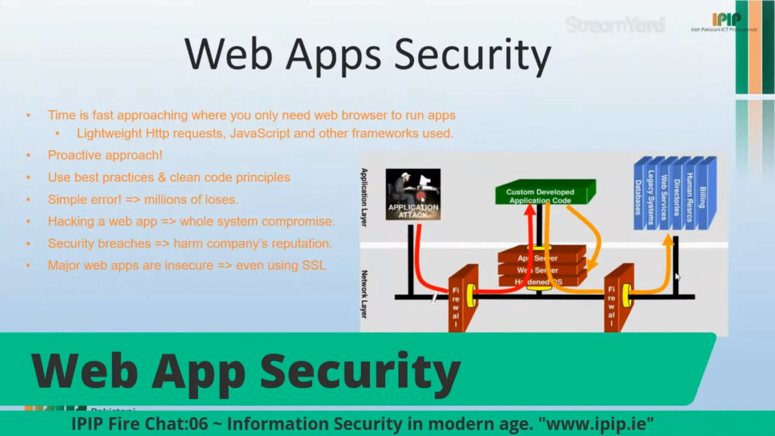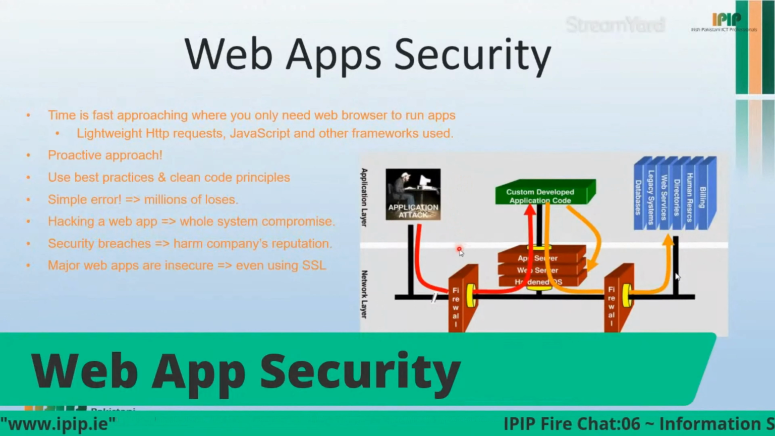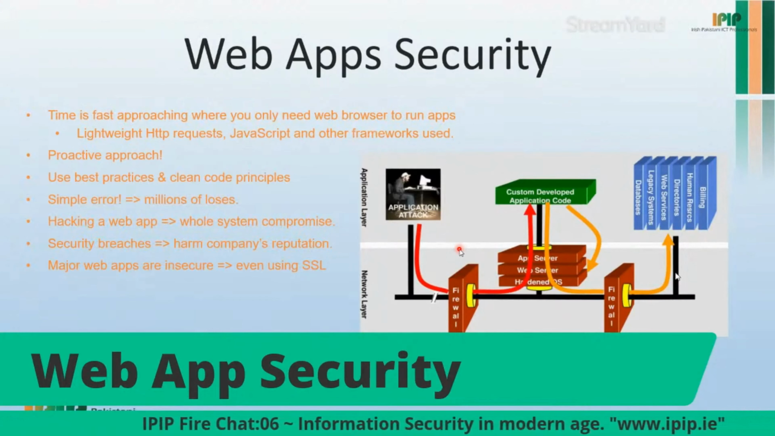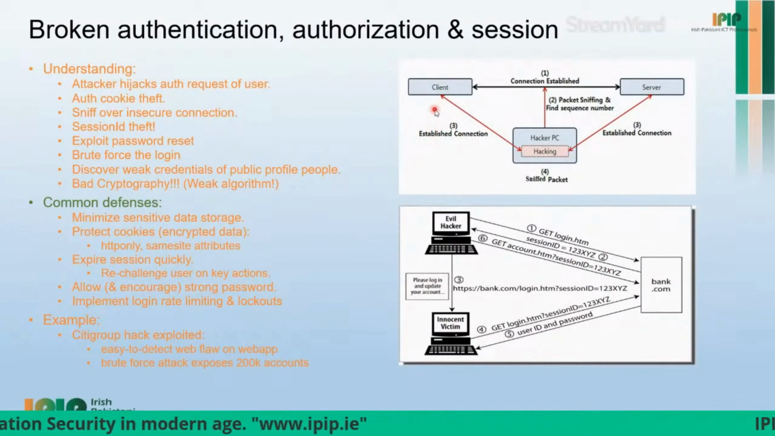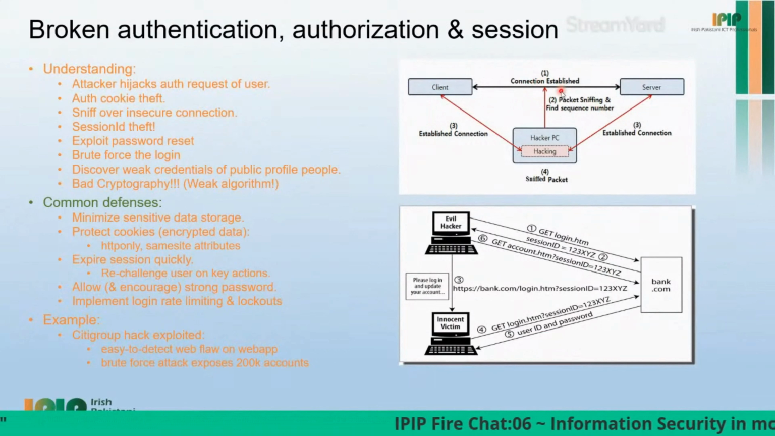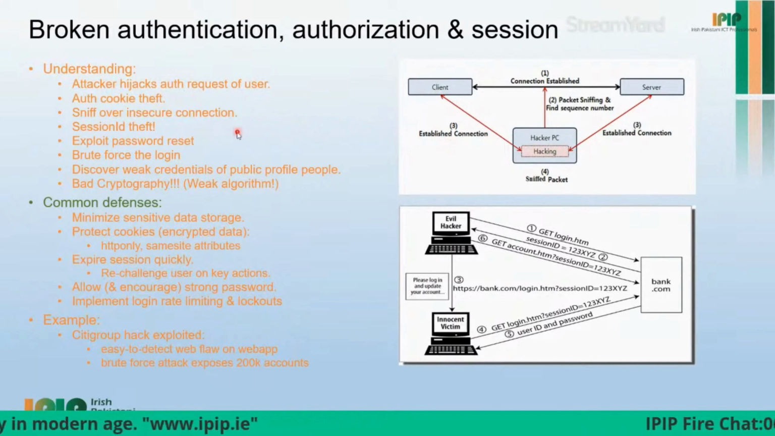Because of attacks, there are many vulnerabilities faced by web apps, and there are some advanced ones as well. I'll go through briefly some of the basic ones which are common. The first one is broken authentication, authorization, and session. Here the client is making a request to the server and this connection is established. The attacker does packet sniffing and tries to hijack the session. Sometimes they hijack the cookie and sniff over the insecure connection. So there's session ID theft.